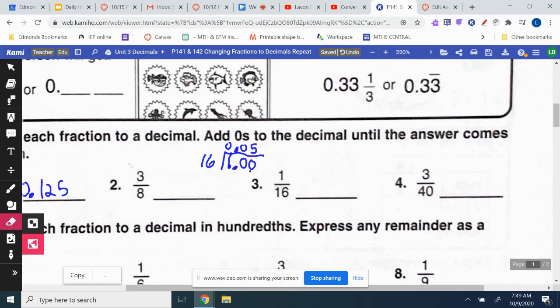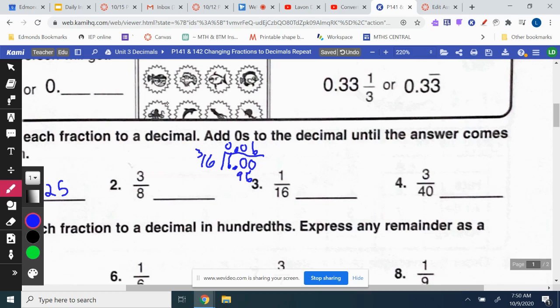Sometimes you're just going to be making mistakes like this, and that's okay. So let's try 6. 6 times 6 is 36. Carry my 3. 6 times 1 is 6 plus the 3 is 9. And I subtract that, and I'm going to get 4. Well, I'm not done yet, so I'm going to add a 0 and bring it down. 16 goes into 40 twice. 2 times 16 is 32. And I get 8 left over.